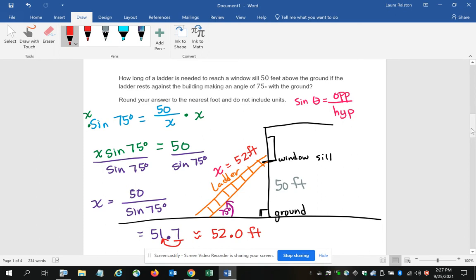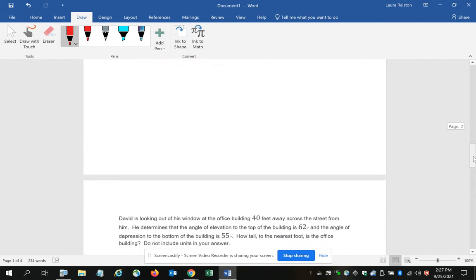One thing that might help you as you're thinking about solving these right triangle problems, even in the context of the applications, is that the hypotenuse of a right triangle is always the longest side. So the fact that I get an answer of 52 is reasonable because it needs to be longer than the 50 feet to the windowsill.